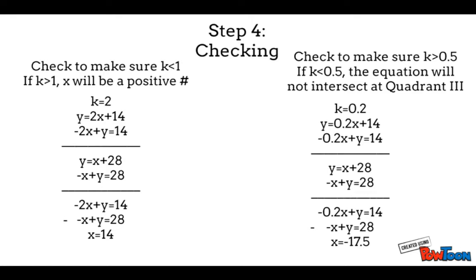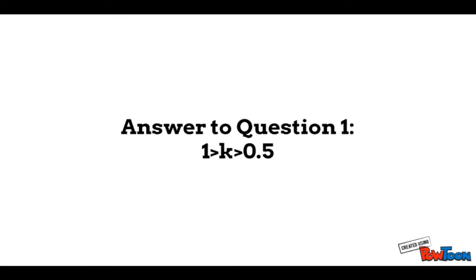The second check was to make sure that k is greater than 0.5, because if k is not greater than 0.5, the two lines won't intersect in quadrant 3. For this, I used k equals 0.2, and I got x equals negative 17.5, and you know that the lines will intersect in quadrant 3. So I found that the answer to question 1 is k is less than 1 and k is greater than 0.5.